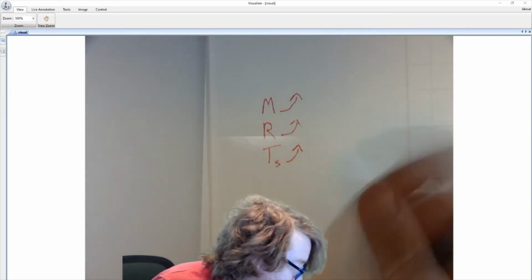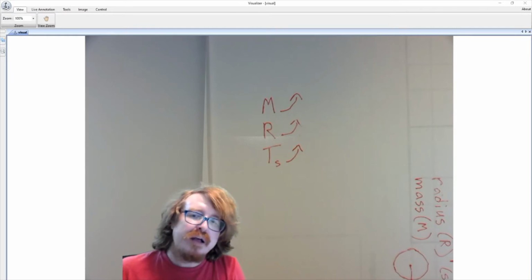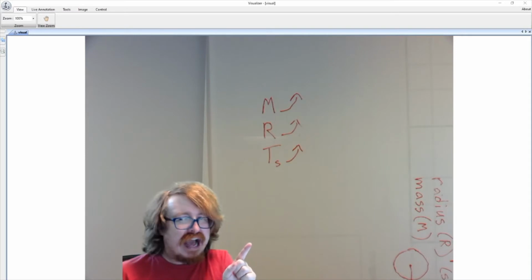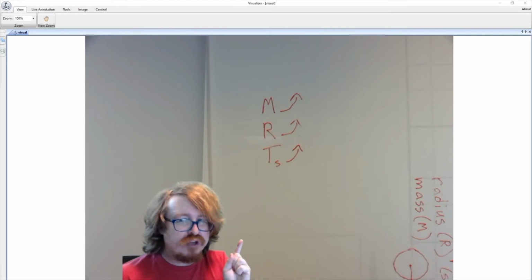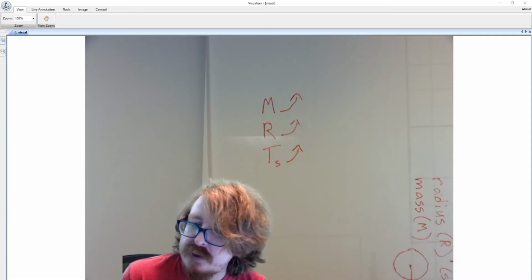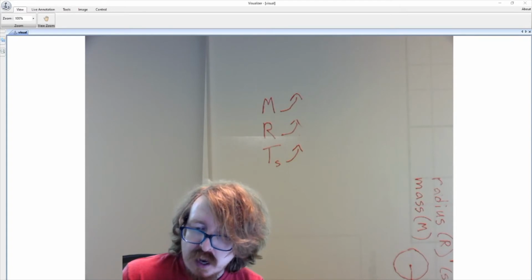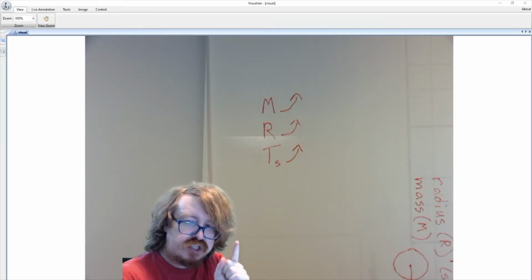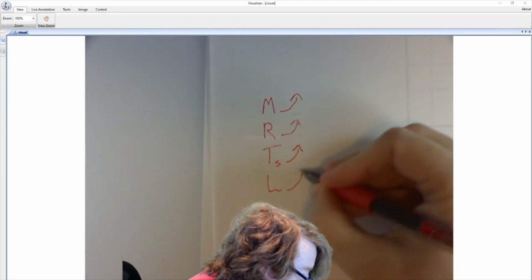What is that going to do? Check this out. If the core and the surface are hotter, that's going to affect the fusion inside. Would higher temperatures inside the star make the fusion happen more or less often? More. It would happen more, okay? So that means if the star fuses more, its luminosity is going to go up.